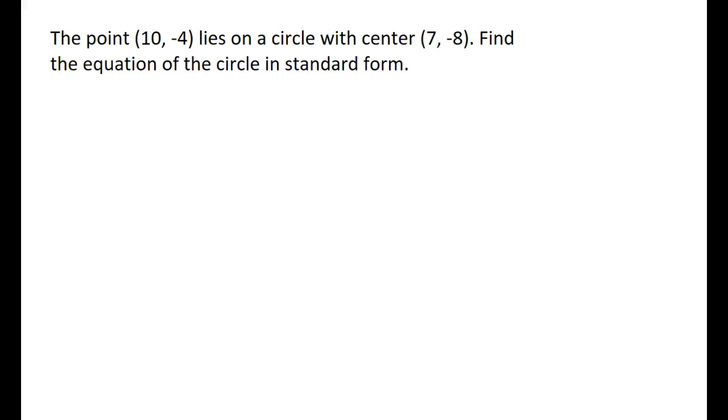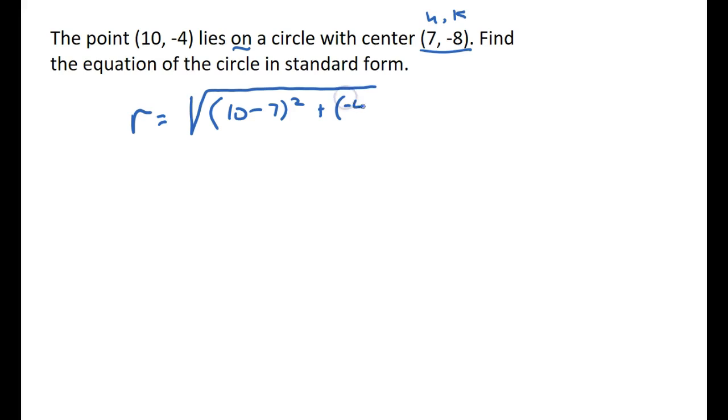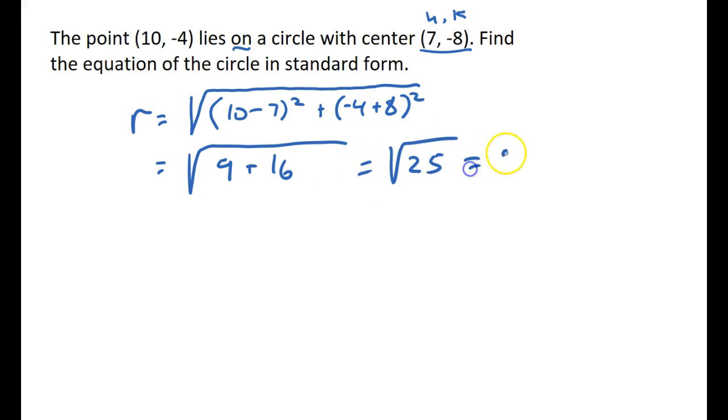In this type of problem, we have a point that's on the circle and we have the center. So we have h and k. What we don't have is r. Well, r is going to be the distance between these 2 points. So r is going to be the square root of 10 minus 7 squared plus negative 4 plus 8 squared, which is equal to the square root of 9, that's 3 squared, plus 16, that's 4 squared, which is the square root of 25, which is 5.